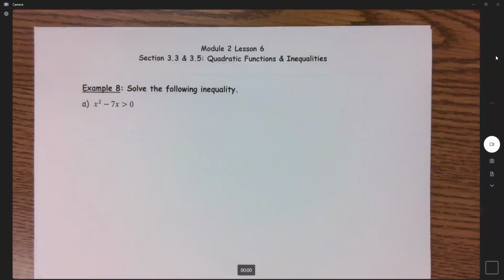Now we're going to solve the following inequalities. I'm going to say half algebraically and half graphically. We're going to do some components algebraically, but then we're going to make a rough sketch of its graph and then look at the graph to answer the question. So we have x squared minus 7x is greater than 0.